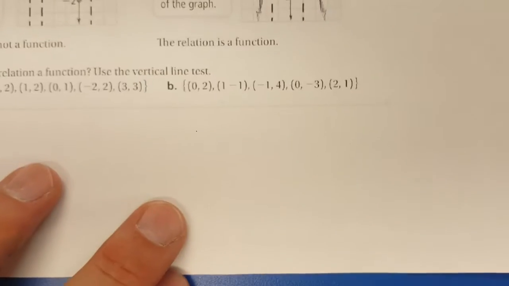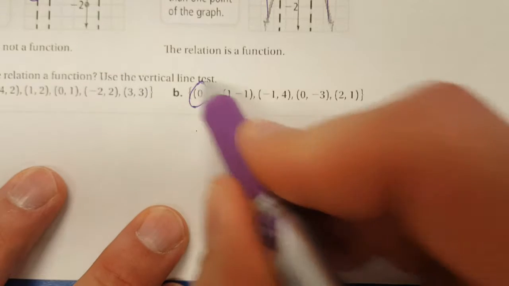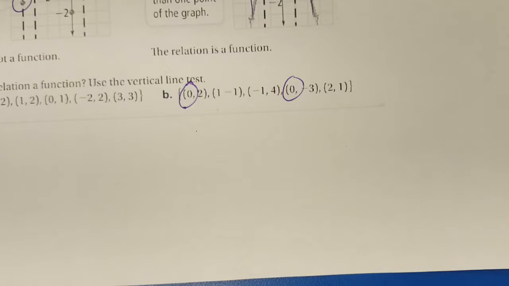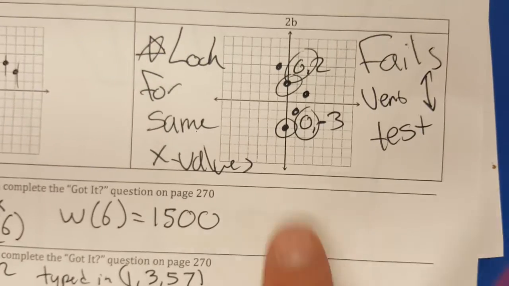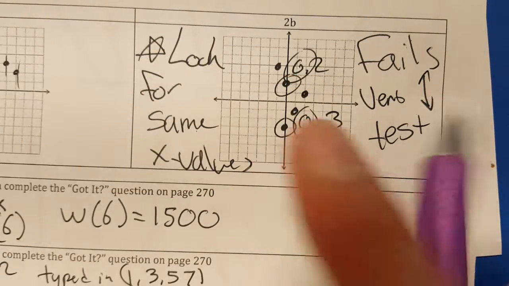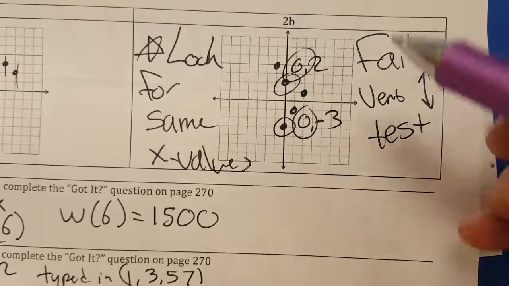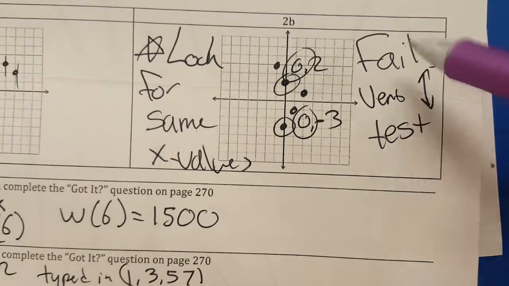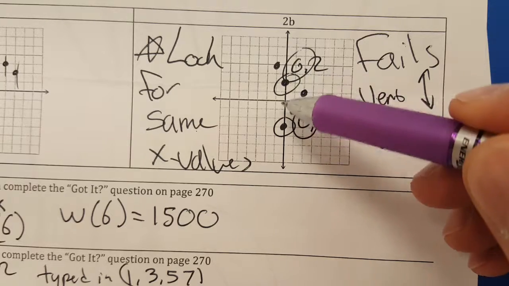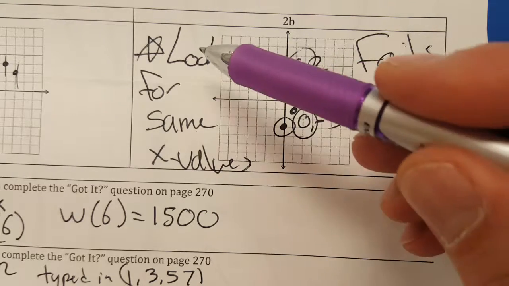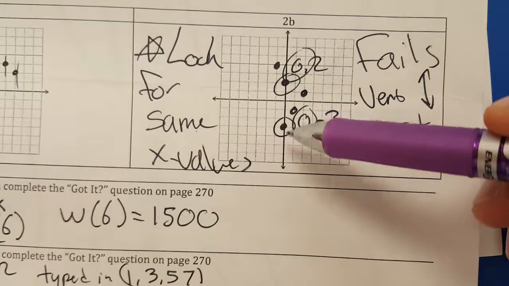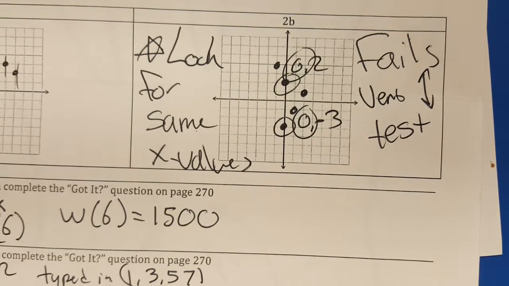The next one, okay? Before I even graph it, I notice I've got the same x value that gives me 2 answers. So before I even graph it, I might say, probably not gonna be a function. And then sure enough, when I graph those points, boom, vertical line fails. The vertical line test exposes the weakness. There we go, we can say it that way. So it fails the vertical line test because it hits 2 points. So 0 and 2, 0 and -3. So again, look for same x values. Okay, they're gonna fail the vertical line test every single time.